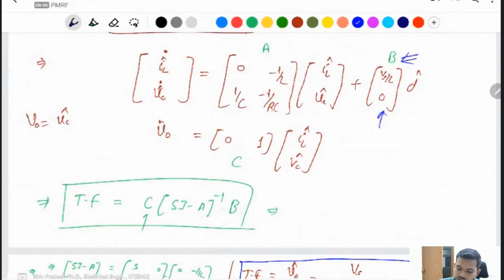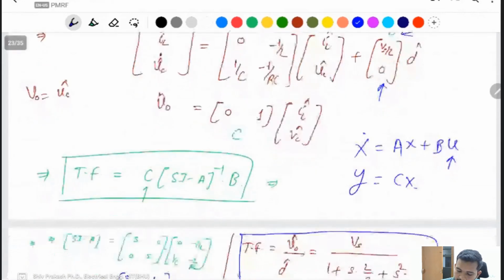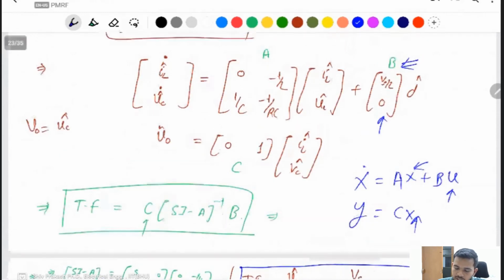Okay, input matrix. What you know is x dot is equal to Ax plus Bu. Then what is Bu? U is the input, and y is equal to Cx, where x is the state of the system. There are only two states: the inductor current and the capacitor voltage, because only these two are the energy storing elements in your system. Then you can take these as the states.